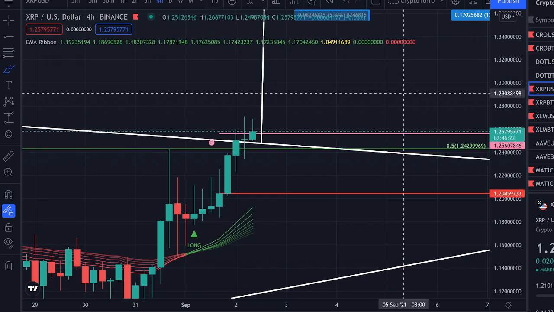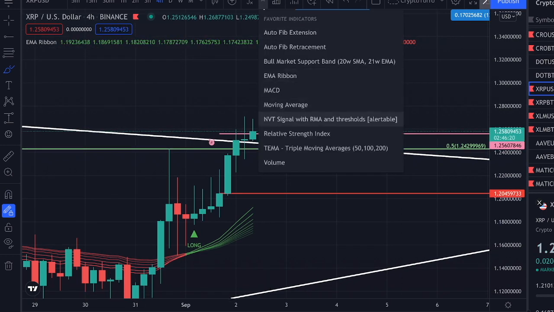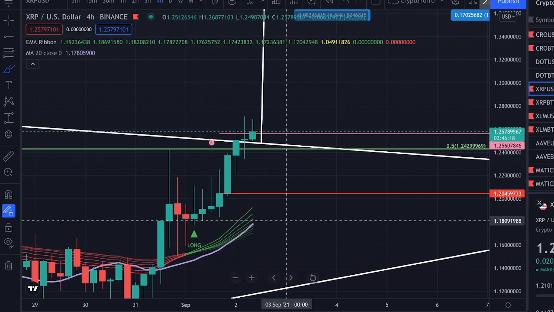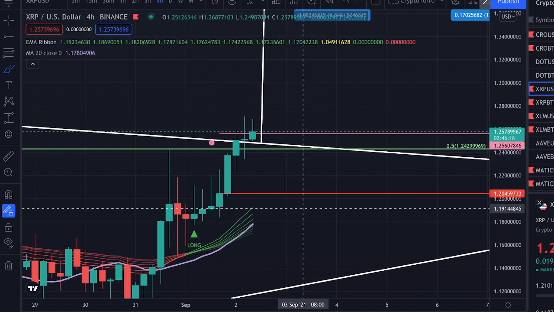Lastly, I would like to discuss just the 20-day moving average. If we take a look at the 20-day moving average, it is also heading in that direction. It is underneath us, and it will serve as a major level of support.